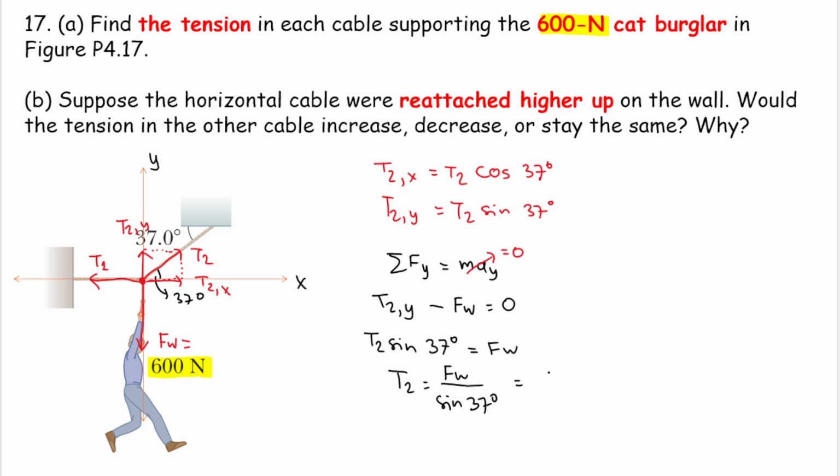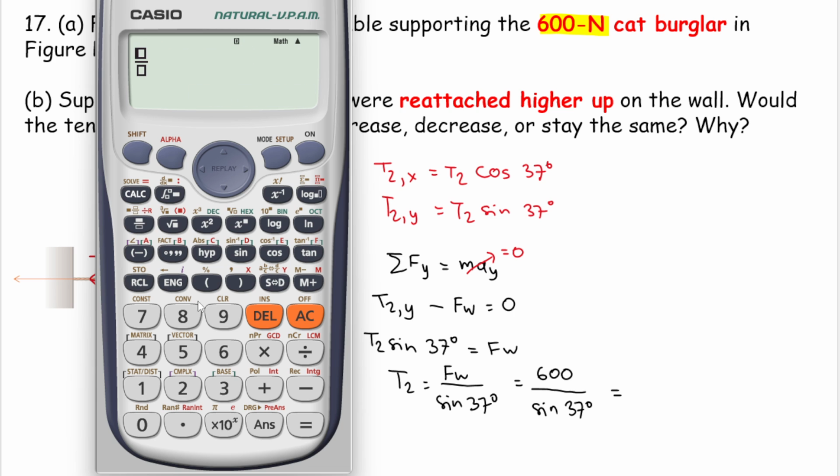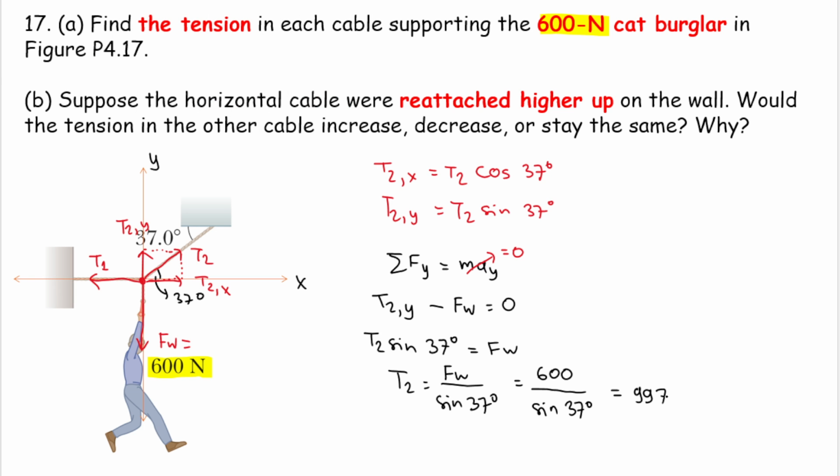So we will have 600 divided by sine of 37 degrees, and that will equal 997 Newton. That is T2. Good. Now we need to find out what T1 is. So T2 is this one here, and this is one of the answers for question A. So we need to do it for T1 now. Okay, maybe let's clean this up first.